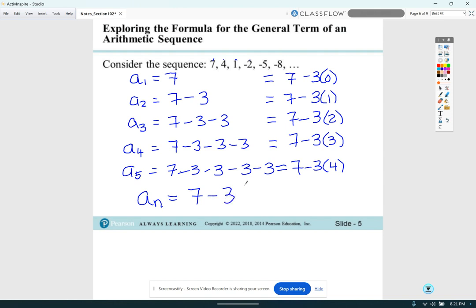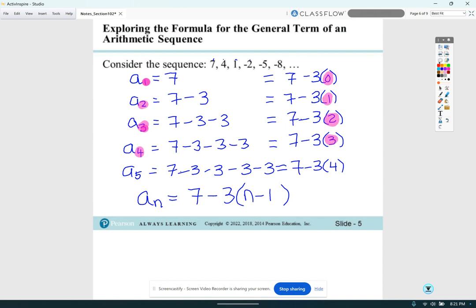And then what I want to look for here in parentheses is the relationship between the term that I was trying to find and how many times I subtracted 3. So when I was trying to find the third term, I subtracted 3 2 times. And when I was trying to find the fourth term, I subtracted 3 3 times. So the pattern here is that I'm subtracting 3 n minus 1 times to get to the nth term.